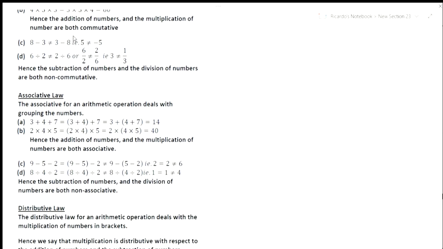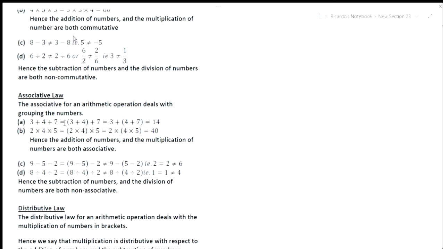Now we want to look at the associative law. The associative law for arithmetic deals with grouping the numbers. And if you look at the first example, we give you 3 examples. When I add these 2 numbers, 3, 4 to 7, right?